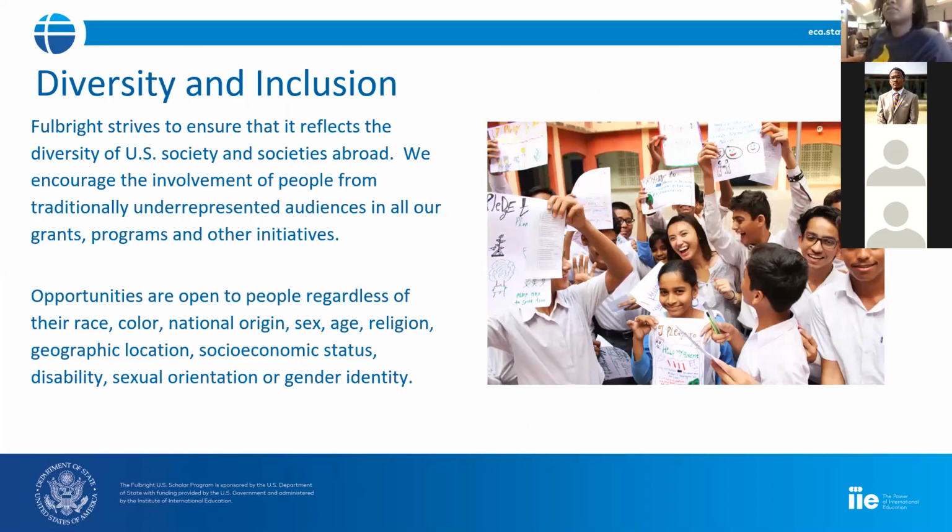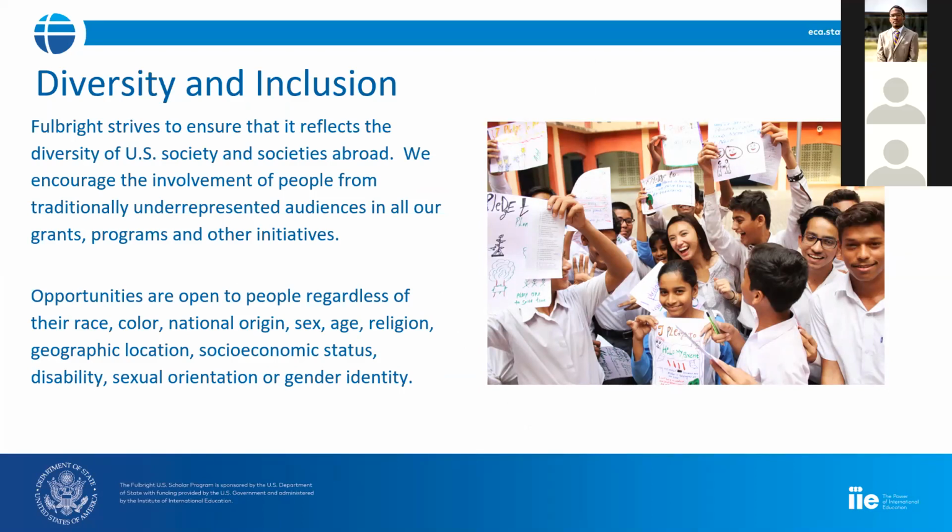So Fulbright is looking to diversify their applicants, the places where they're going, the type of backgrounds that applicants are coming from, so geographic location, socioeconomic status, sexual orientation, gender identity, religion, etc. This is important to keep in mind as well as you're working on your application, because they're telling you this is important. So if you embody some of these things, you need to get that down in your application, right? These are things that they're not going to be able to just assume about you. You have to write it explicitly.